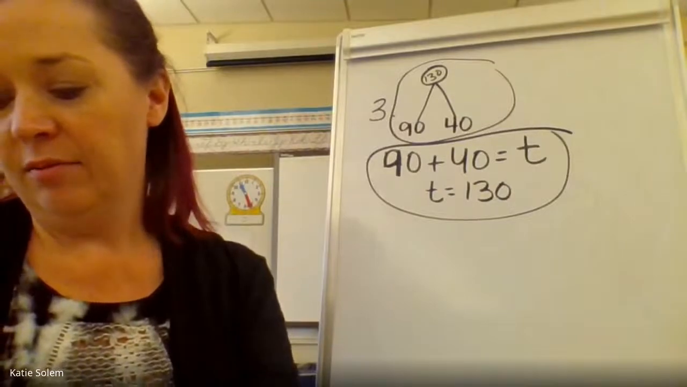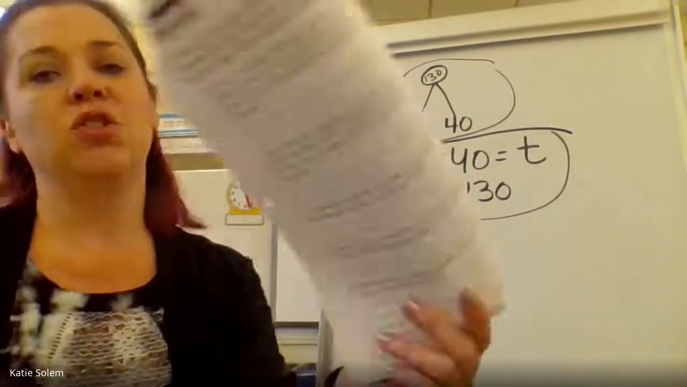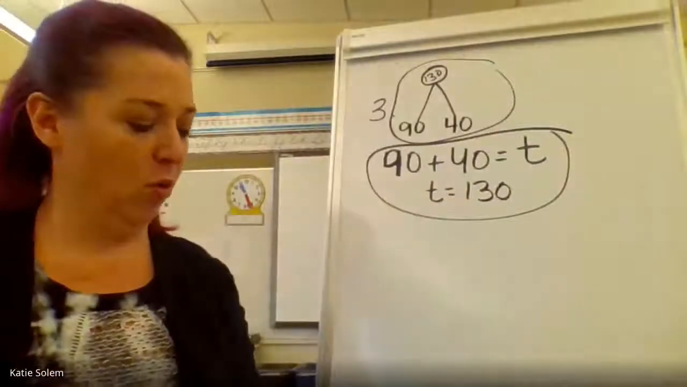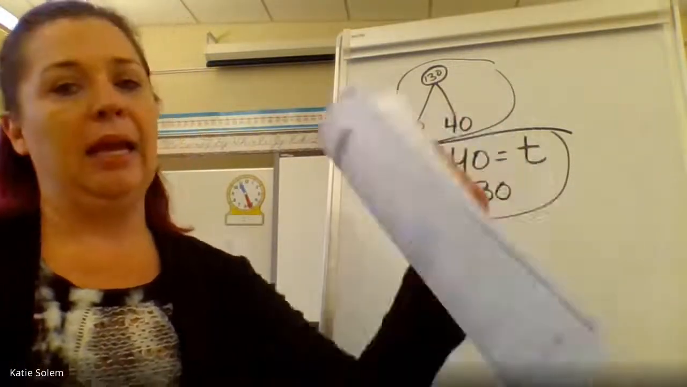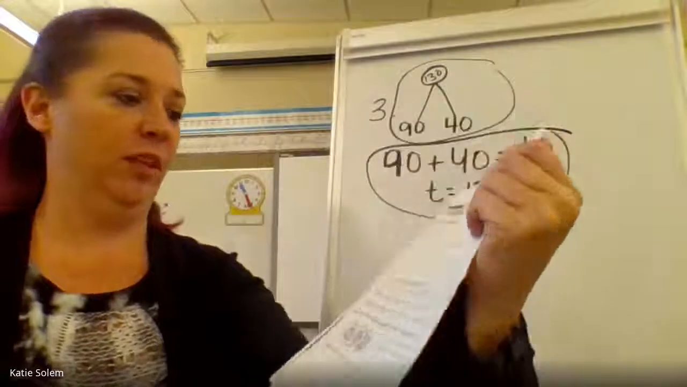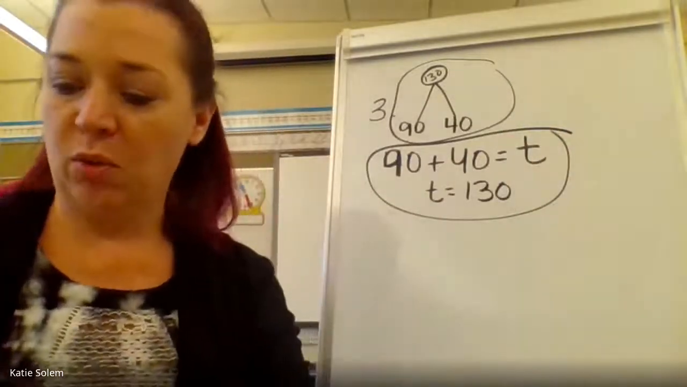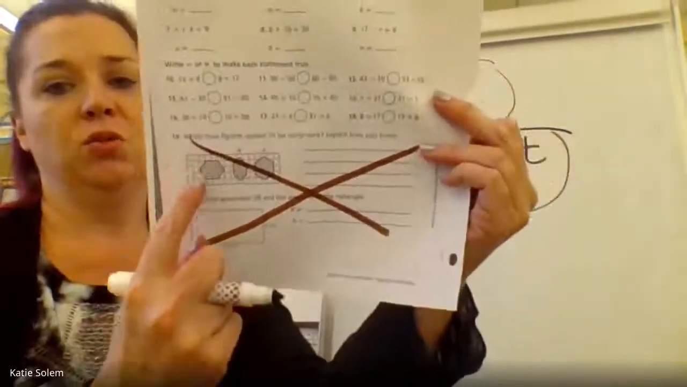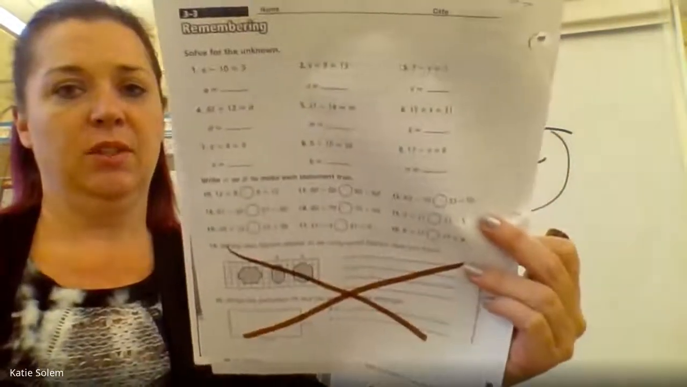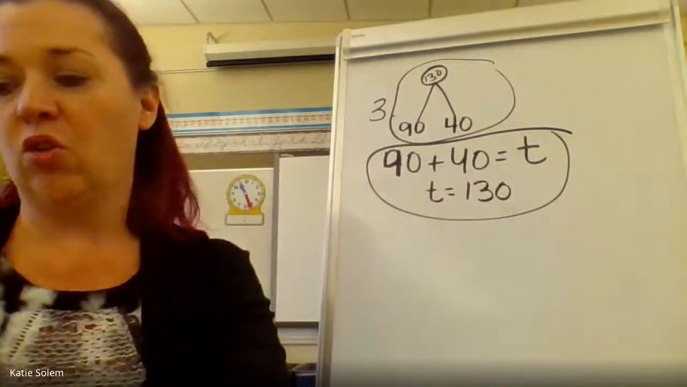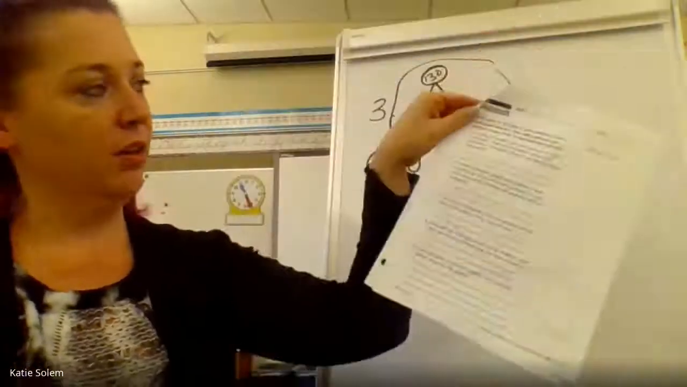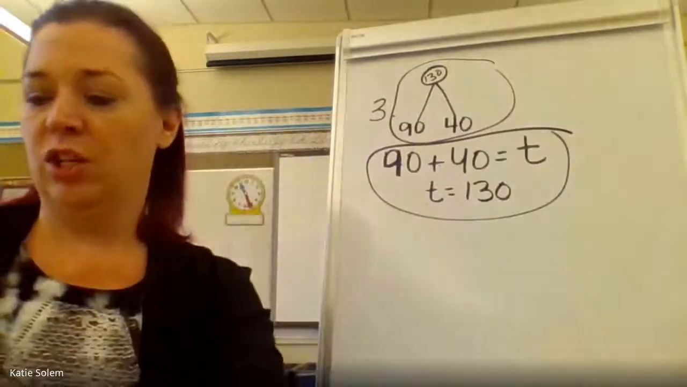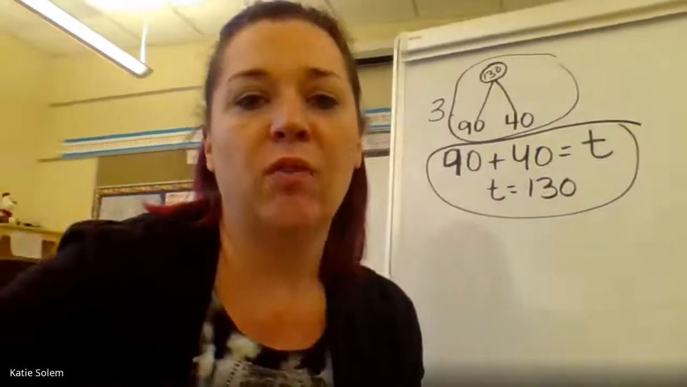When you're done, you'll go on to do the homework page, which is some more practice problems. And on the remembering, listen carefully. You are going to do numbers 1 through 18. You do not need to do 19 and 20. So all of this is on your learning board. You're going to finish page 128, and then you're going to do the homework page and 1 through 18 on the remembering. Let me know if you have any questions.